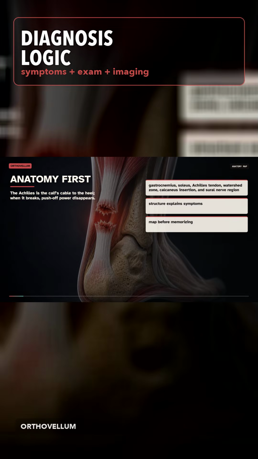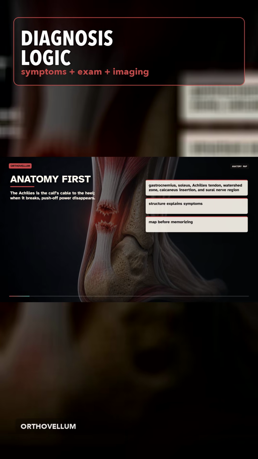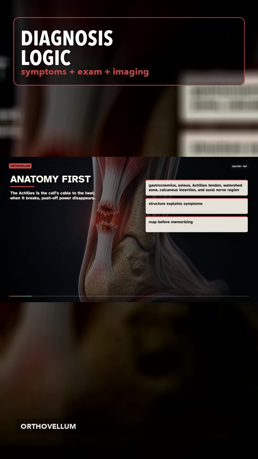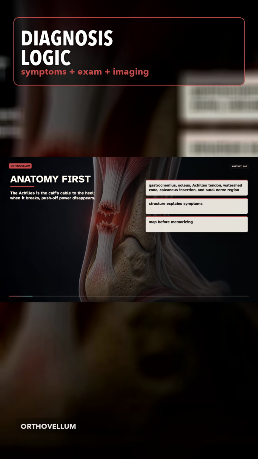Start with the anatomy. For Achilles tendon rupture, the important structures are gastrocnemius, soleus, Achilles tendon, watershed zone, calcaneus insertion, and sural nerve region. Do not memorize the picture as a list. Ask what each structure is trying to do when the person moves.